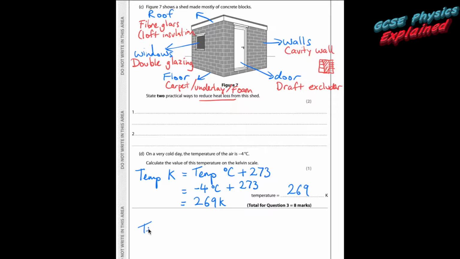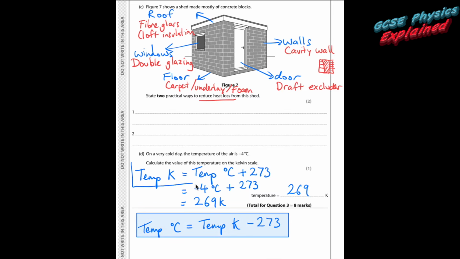Remember, if you need to convert into temperature in degrees C and it gives you the temperature in kelvins, you need to take away 273. So if you had 273 Kelvin, take 273 away from it. That basically would equal 0 degrees C.